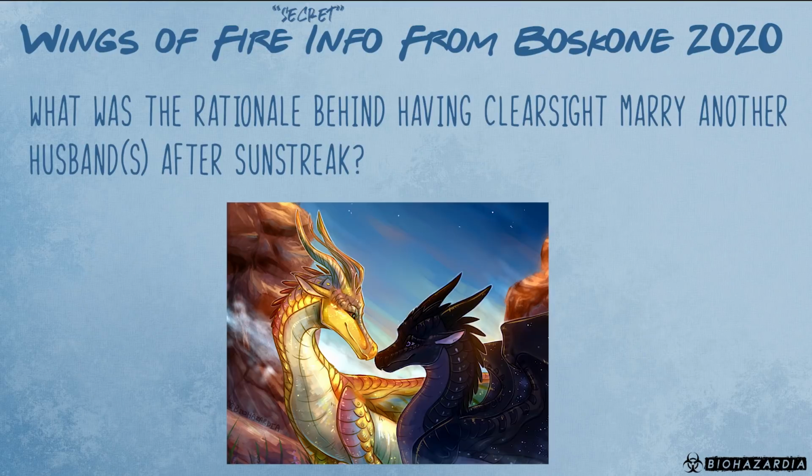One question that I asked was, what's the rationale behind having ClearSight marry another husband after Sunstreak? I was kind of sad since the symbolism is ruined for ClearSight going from the darkness, or Darkstalker, to the light, or Sunstreak. And I had really wanted ClearSight to have a happy ending on Pantala, so having her get with multiple husbands means that perhaps she didn't really have that happy ending.